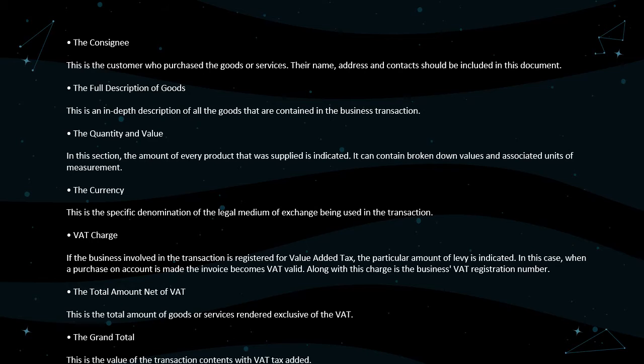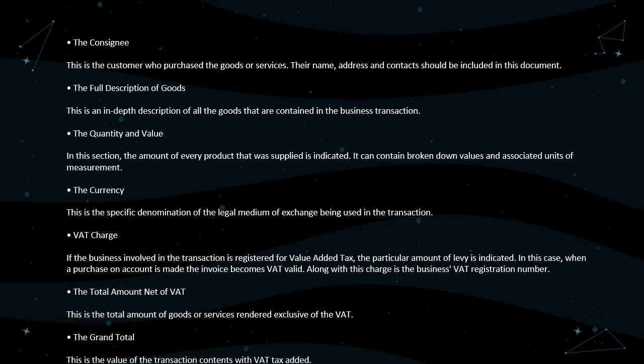Then the consignee. This is the customer who purchased the goods or services. Their name, address, and contact should be included in this document too. The full description of goods. This is an in-depth description of the goods that are contained in the business transaction. The quantity and value. In this section, the amount of every product that was supplied is indicated. It can contain broken down values and associated units of measurement. The currency. This is the specific denomination of the legal medium of exchange being used in the transaction.